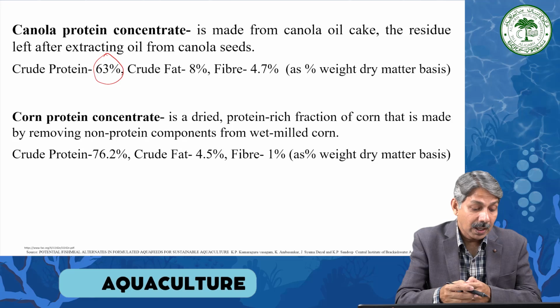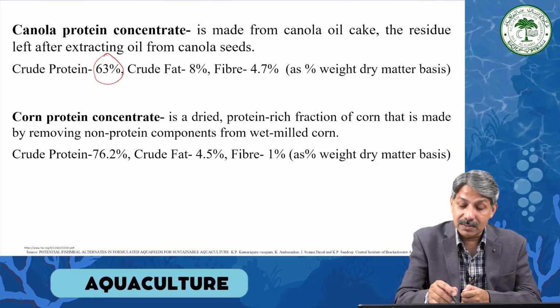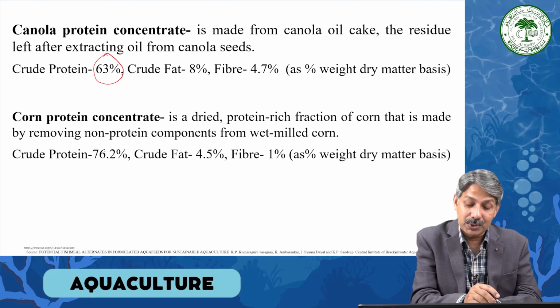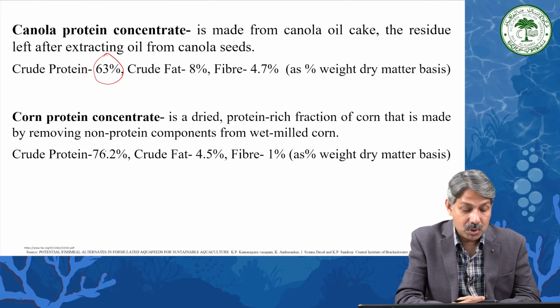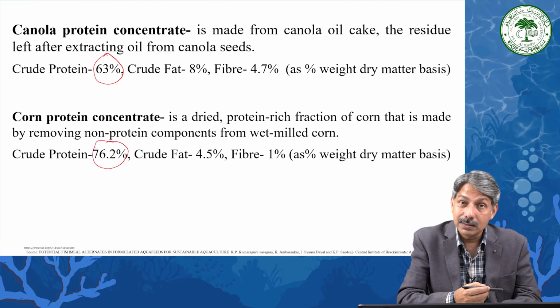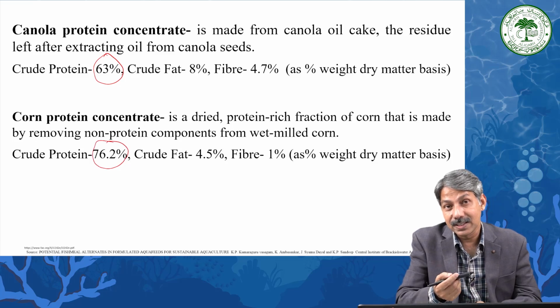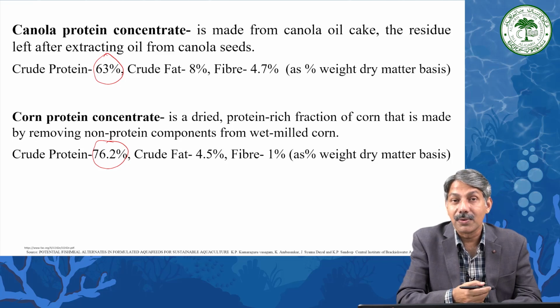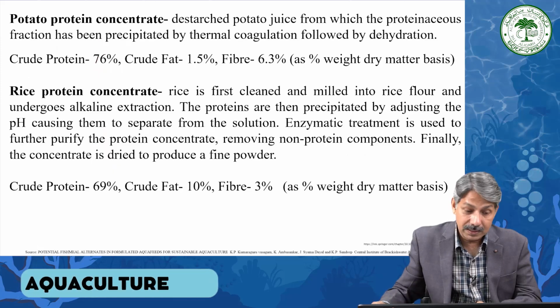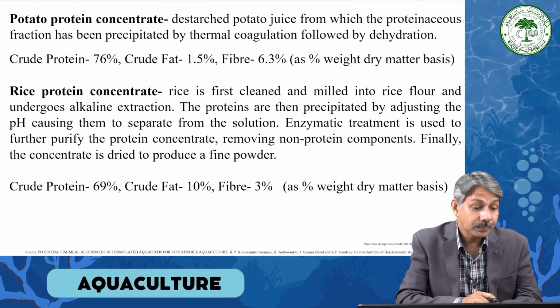And then corn protein concentrate is a dried protein-rich fraction of corn that is made by removing non-protein components from wet milled corn. So, you simply remove non-protein components, and then of course the protein content is going to increase. In corn, which is rather an energy rich ingredient when you are using the whole corn meal, here it has 76.2% protein. So, that way it is a good source of protein.